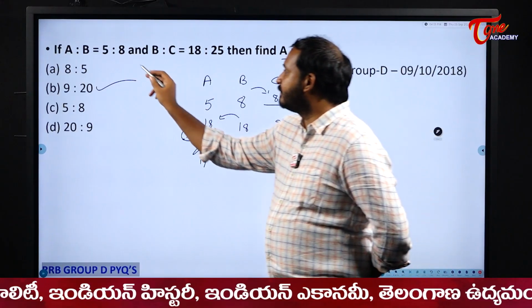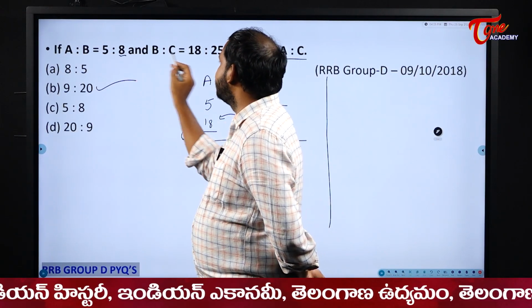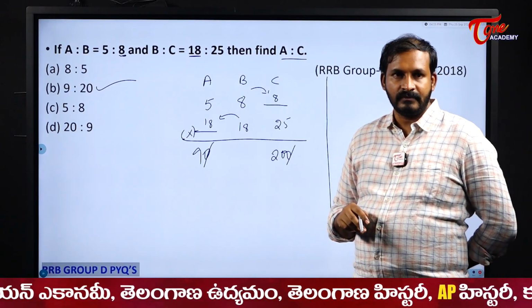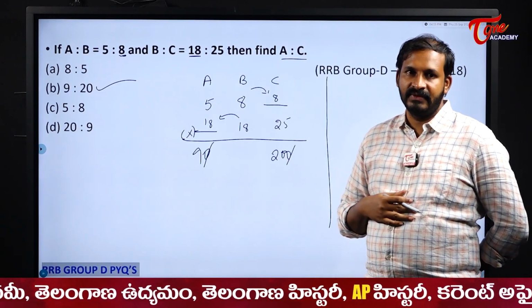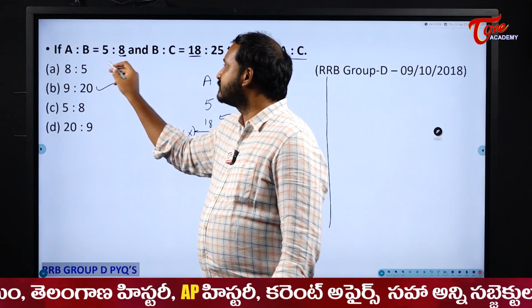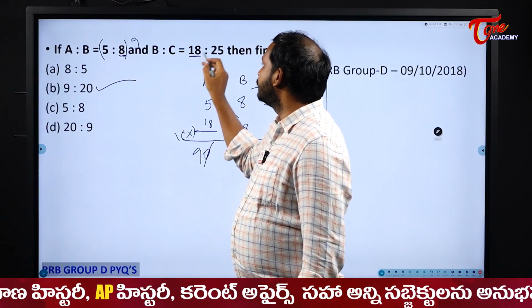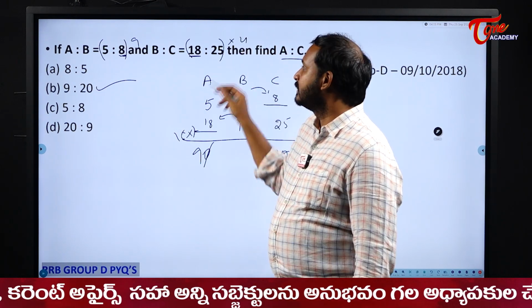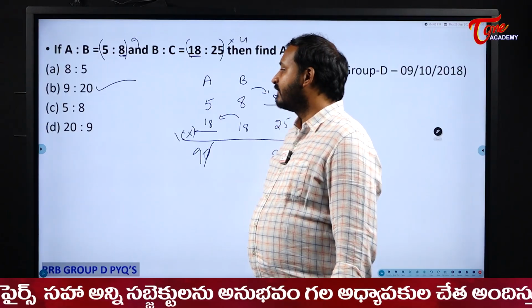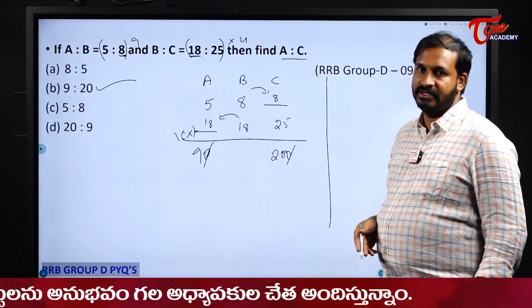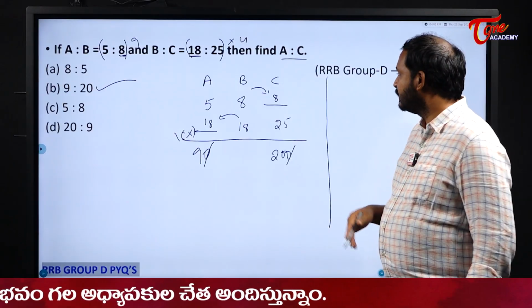What is B here? 8 parts. What is B here? 18 parts. What is the LCM of 8 and 18? LCM will become 72. So that means you should multiply this one with 9 and this one with 4. This becomes 100 and that becomes 5 9s are 45. Anyway, the same thing. 9 and 20 you will get finally.